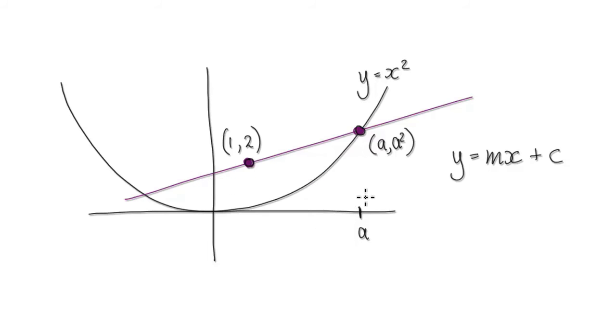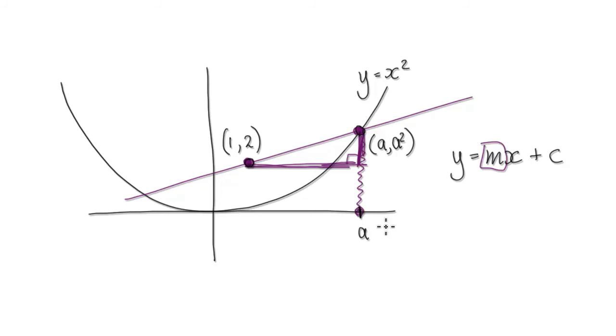So if this point is at A, then the height must be a squared, because you would put the A into the x, square it, and then it will jump to the quadratic. So this point here is a squared. So to work out the gradient, you need to know the height divided by the across. Well, what's this height here? Well, this height here would be from here, and then you take away this bit here.